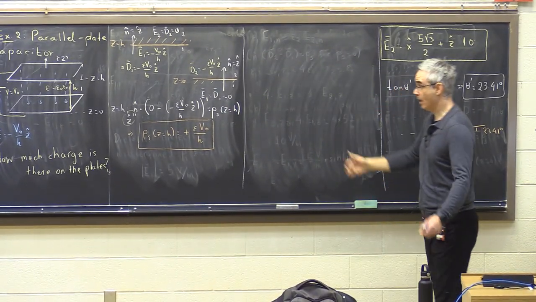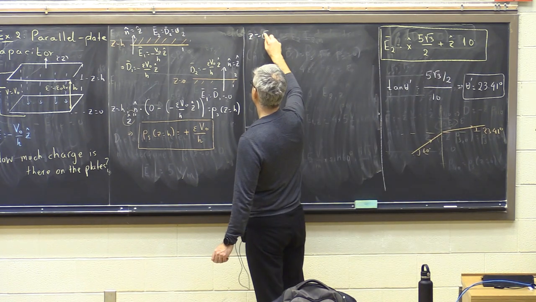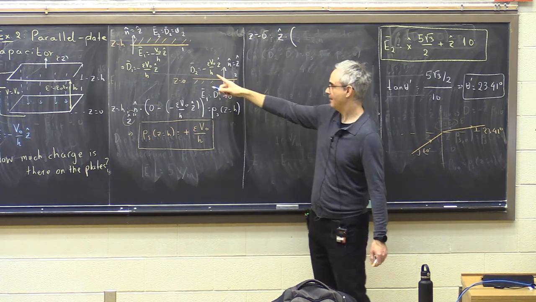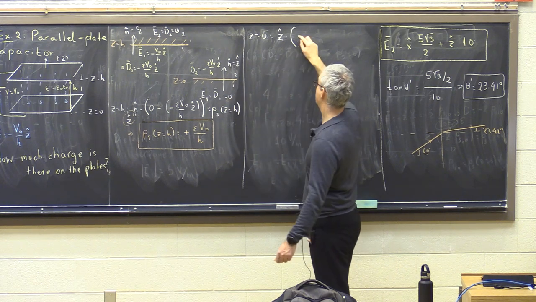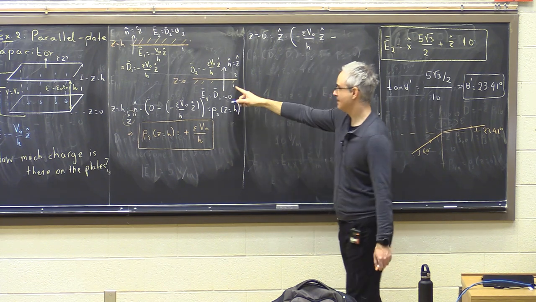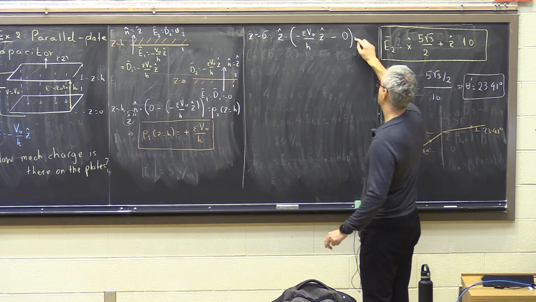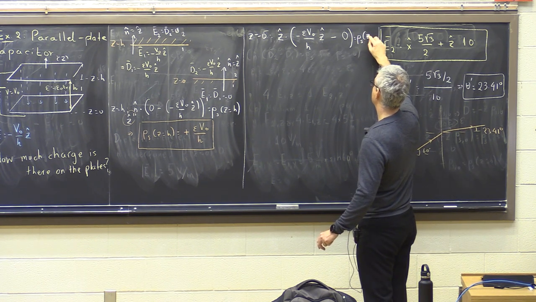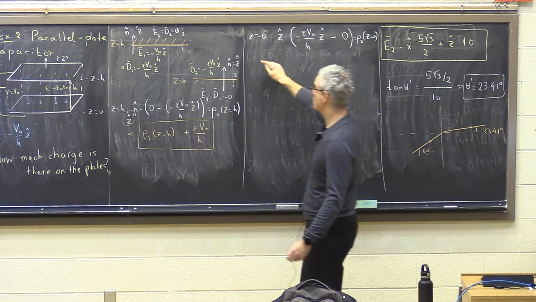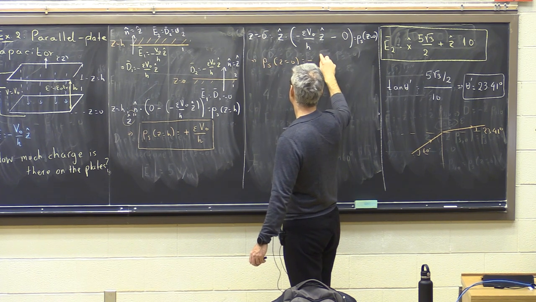And now I can go to the lower plate. At the lower plate, at z equals 0, the condition is again z hat dot. Now I have the second field being minus epsilon V0 over H, z hat, minus 0 inside the conductor. I have 0 field, and that is equal to rho s at z equals 0. As I expect, I should have there a negative charge density, and indeed that's what this gives me. Rho s at z equals 0 is minus epsilon V0 over H.